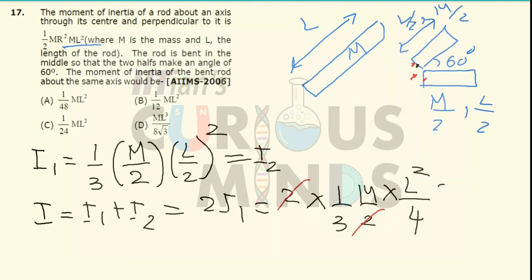It will be equal to ML² divided by 12, which is option number B.